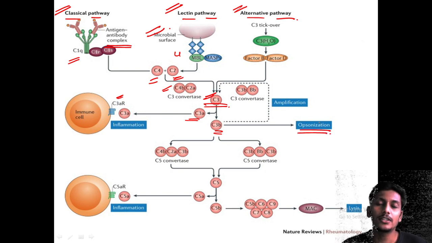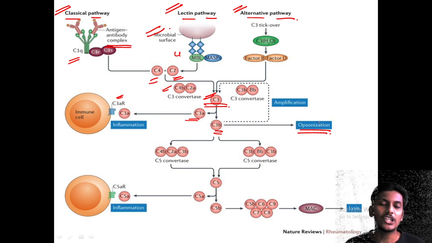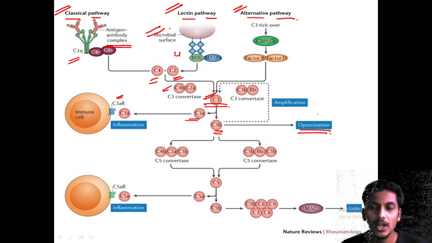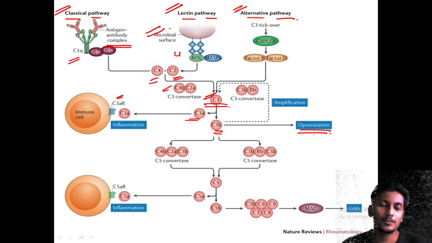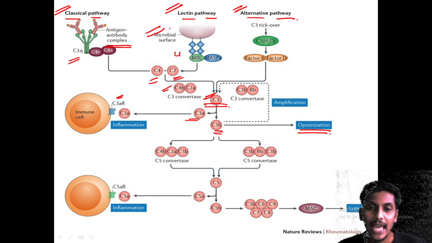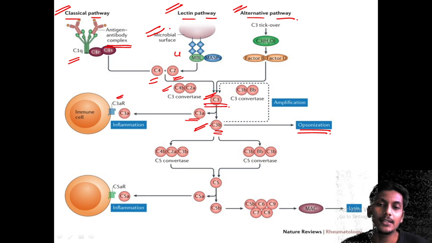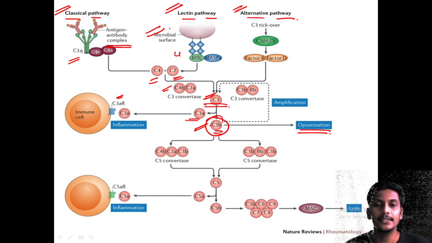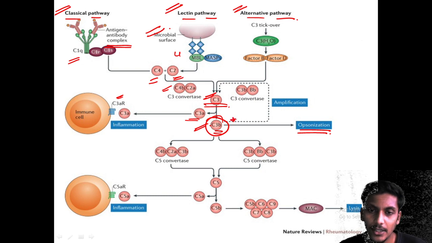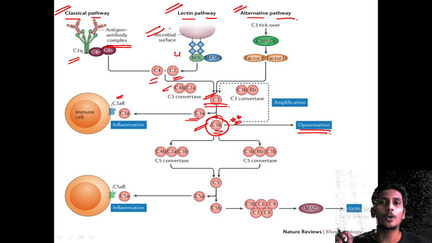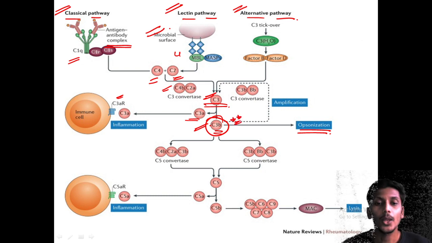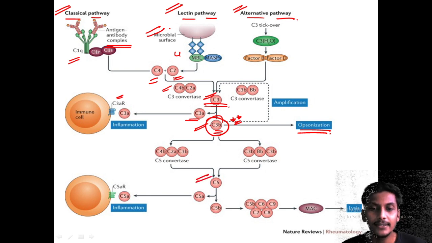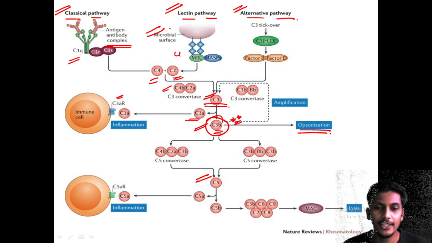What is an opsonizer? Opsonization is a process which is responsible for phagocytosis, and the most important opsonizer in the body is C3b. This question has been repeated twice, so please remember, the most important opsonizer in the body is C3b. This activated C3b will now activate C5 complement.